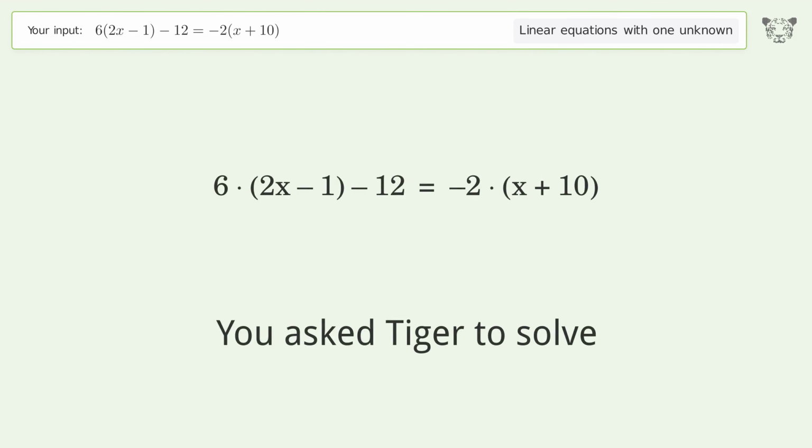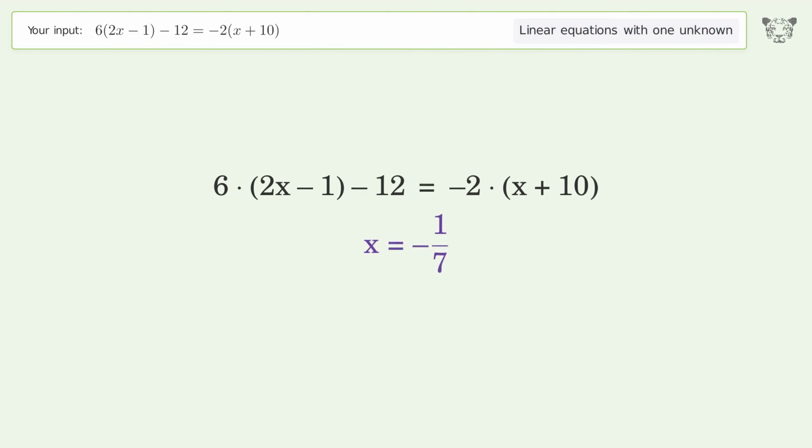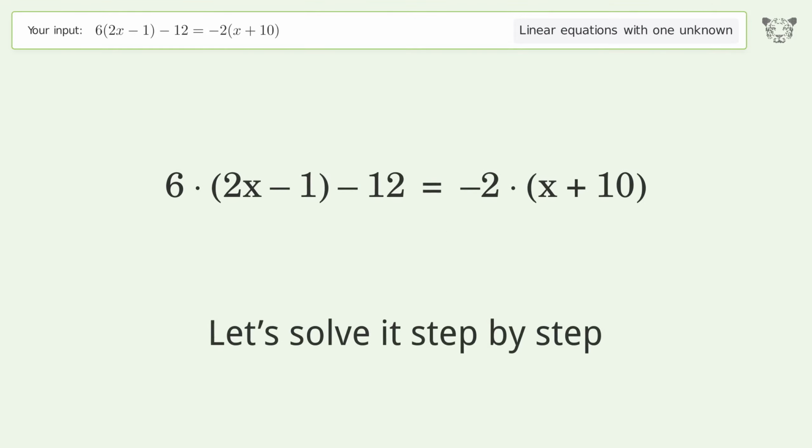You ask Tiger to solve. This deals with linear equations with one unknown. The final result is x equals -1/7. Let's solve it step by step.